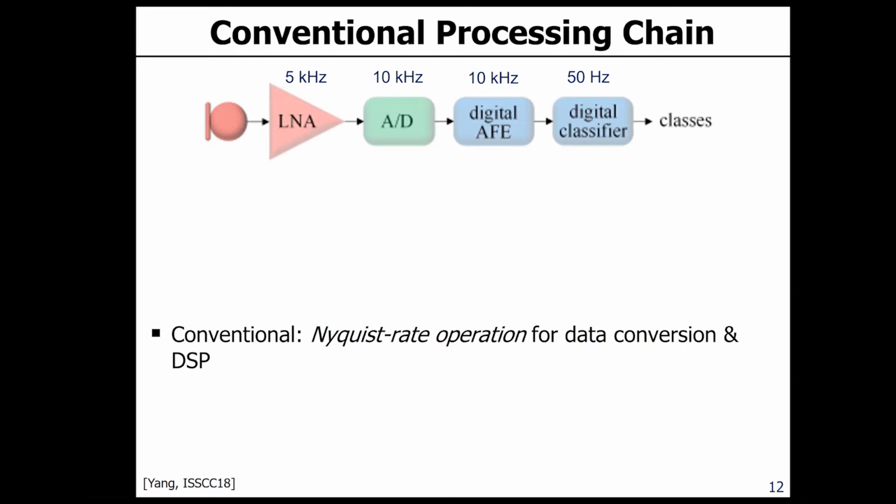And what that means is that this feature extraction also needs to process the data, these samples, at the same rate as the ADC. So it is also operating at about 10 kilo samples per second. And finally, the digital classifier takes over the output, and suddenly we see a much smaller number here, right? 50 hertz. It's not 50 kilohertz. It's 50 hertz, right? So there's about a 200x difference.